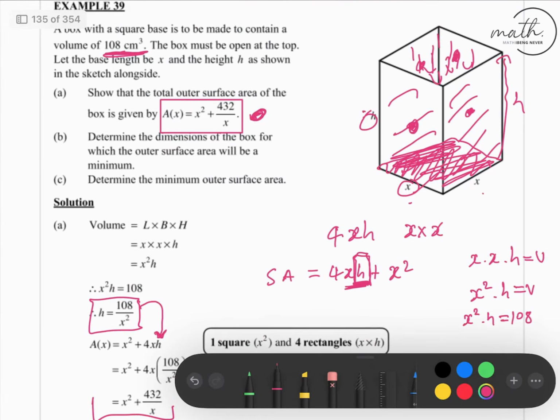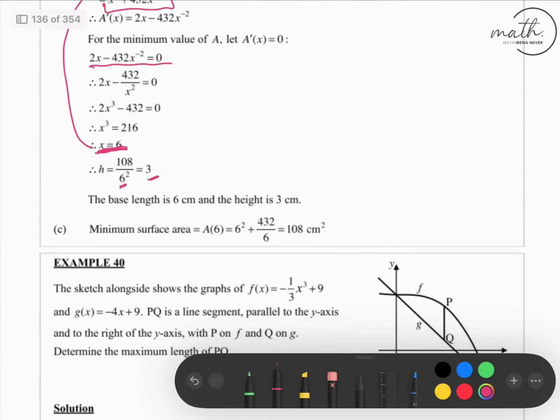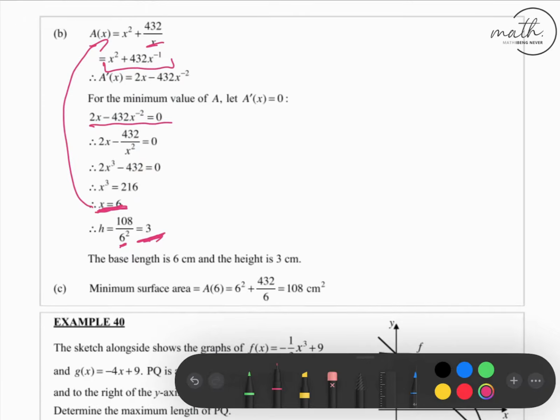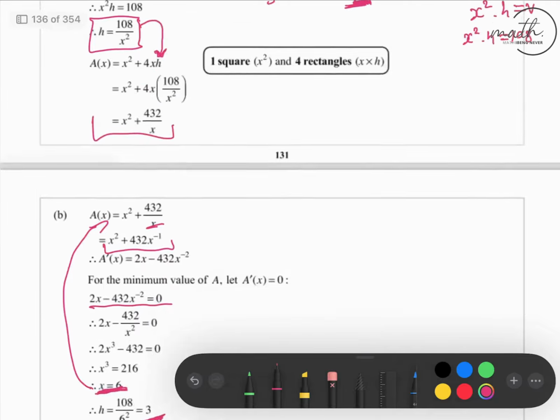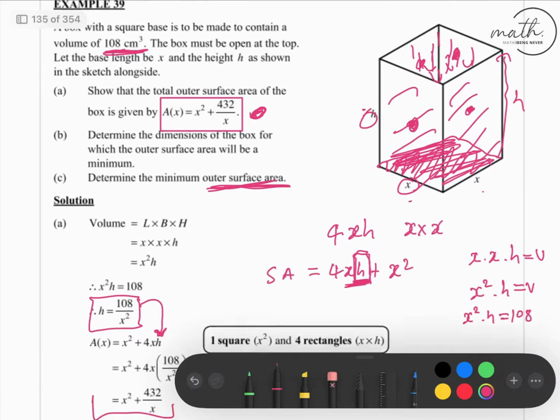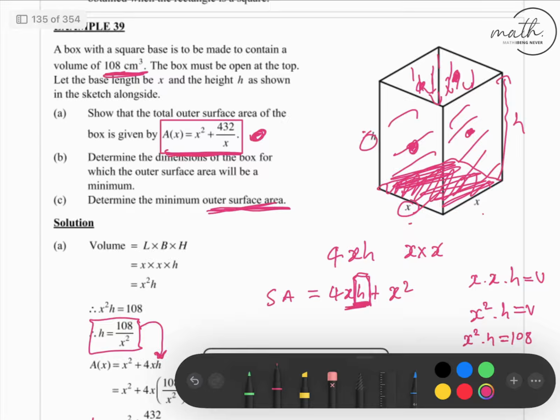C, determine the minimum. Again, taking this, basically what they teach us, and putting it into the original area formula. The length, sorry, the answer you get there is the base length. Outer surface area: remember the surface area is given by that.